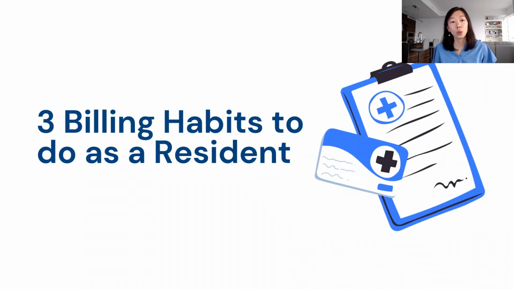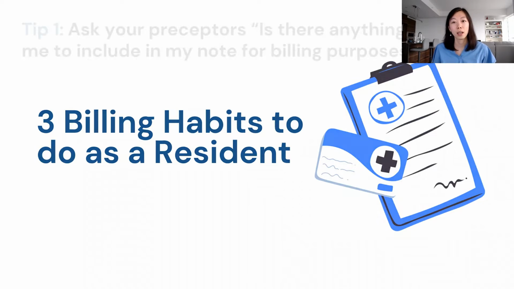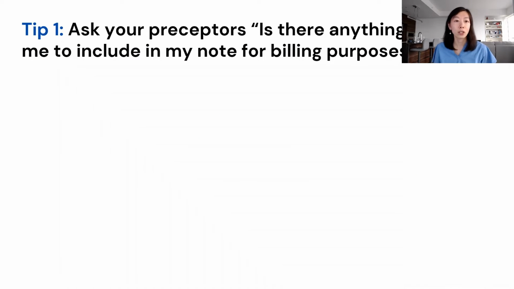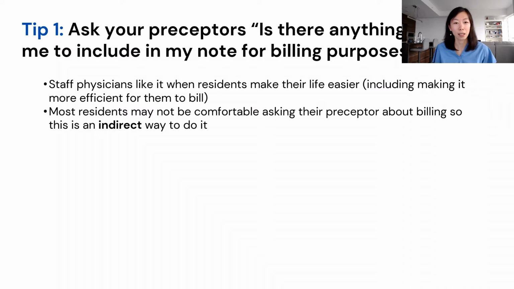So let's get to the 3 main billing habits you should start developing if you're in residency. So the first tip is ask your preceptors if there's anything you need me to include in your note for billing purposes. And the reason why you should ask this, especially if you have a preceptor who doesn't really want to talk to you about billing, or is not comfortable, or you're not comfortable asking them directly about their billings. Think about it this way. A lot of staff physicians would prefer it if their resident makes their life easier, including making it easier for them to bill. And so if you're not that comfortable asking them directly, this is an indirect way to do it.